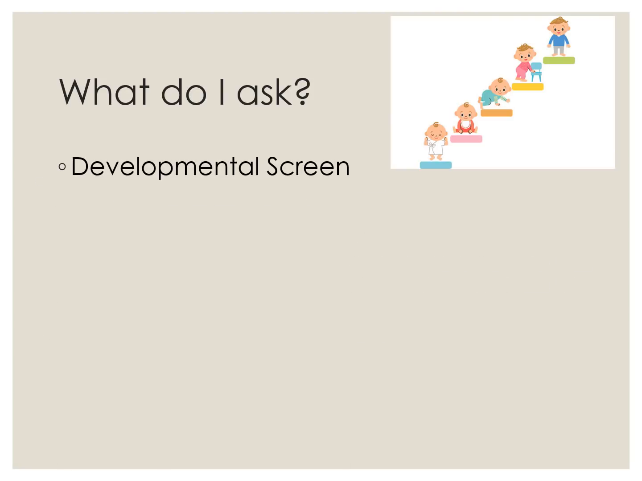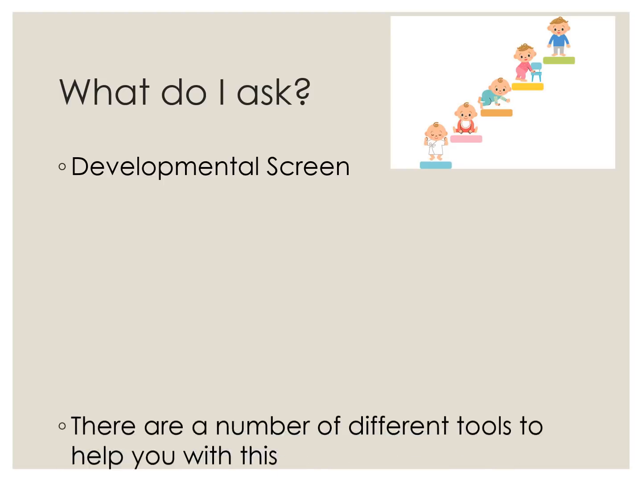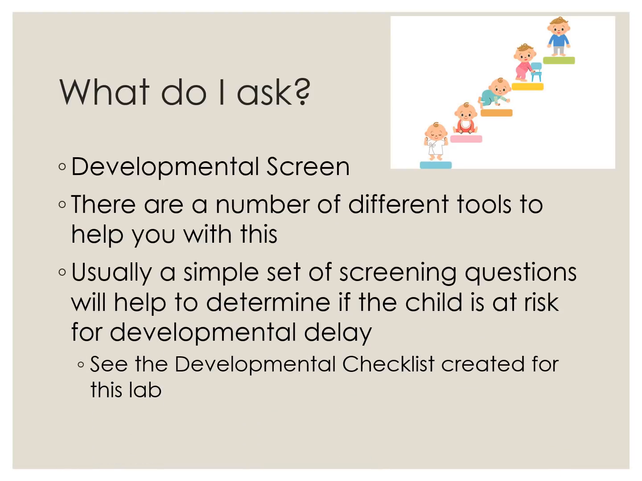Developmental screen. This is a huge component of the Well Child Check. There are a number of different tools to help us with this. Usually a simple set of screening questions will help determine if the child's at risk for developmental delay. We're typically looking at the developmental categories of gross motor, fine motor, speech and language, and emotional social development. So we'll look for delay in each of those categories. So those screening questions are going to be involved in each of those.